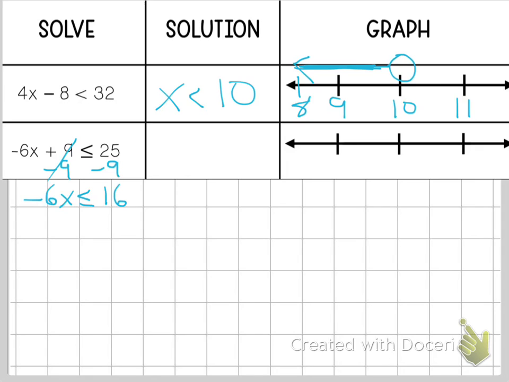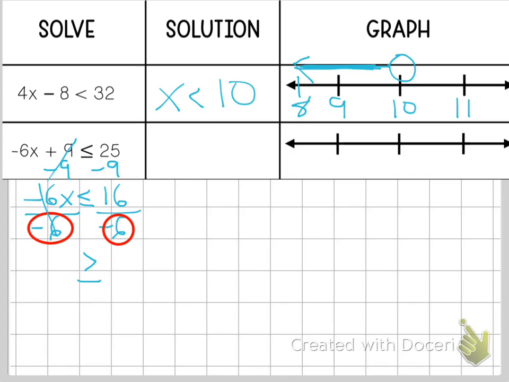So to find our solution, we have to do the inverse of negative 6 times x. Since that is multiplication, we have to divide both sides by negative 6. And this is the only rule that is different than for equations. When you divide by a negative number, so since I am dividing by negative 6 on both sides, you need to switch your inequality sign. So if it starts as less than or equal to, my inequality sign switches to greater than or equal to.